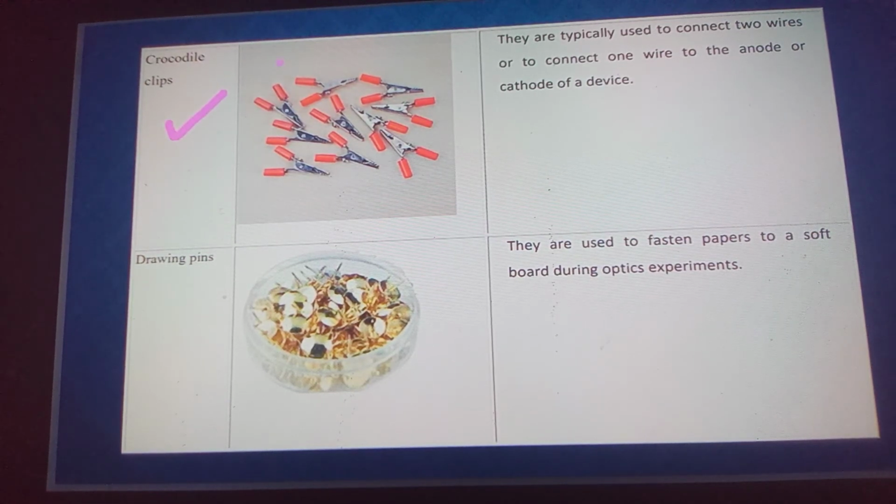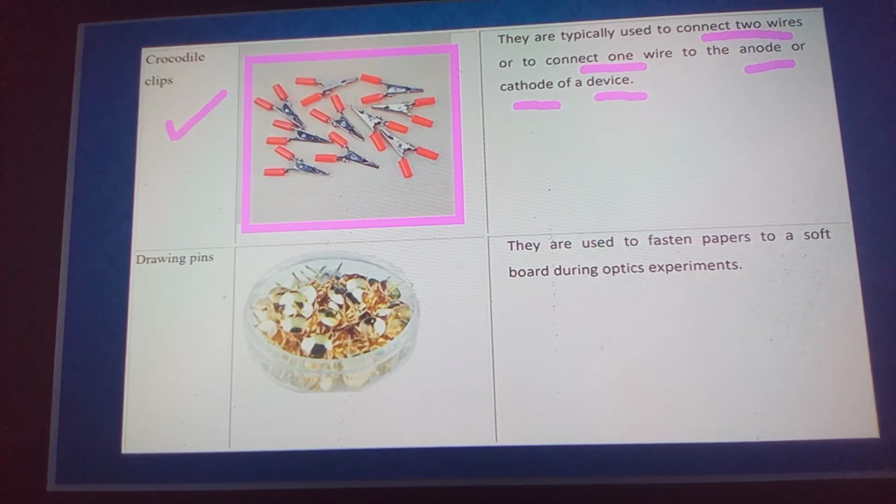Crocodile clips. Okay, crocodile clips, they are typically used to connect two wires or to connect one wire to the anode or cathode of a device. So that is the use of crocodile clips.